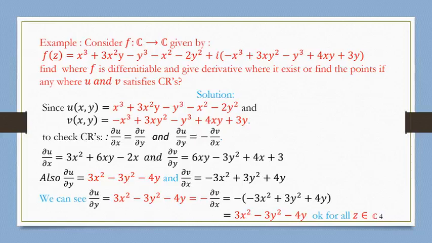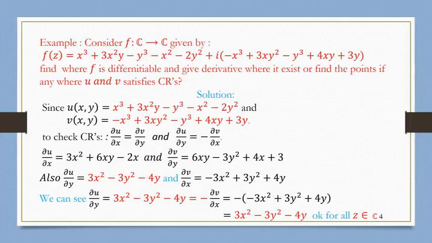Now follow the derivative ∂v/∂y for the function. So we have −x³, which is not dependent on y, so the derivative is equal to 0 here. The second term is 3xy², so the derivative of this term with respect to y is 6xy. Then we have −y³, so the derivative here is −3y². The next term is 4xy, whose derivative with respect to y is 4x, plus 3.